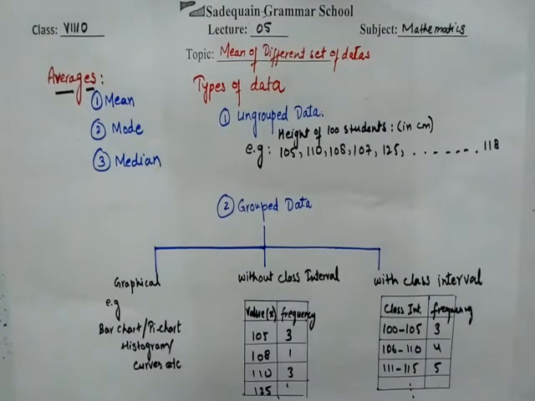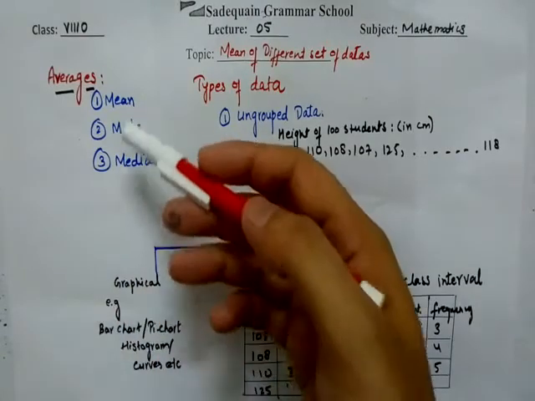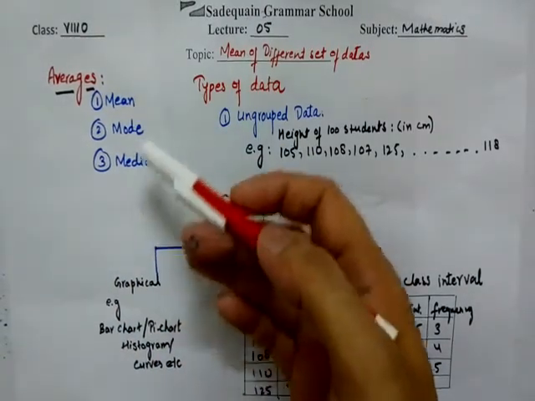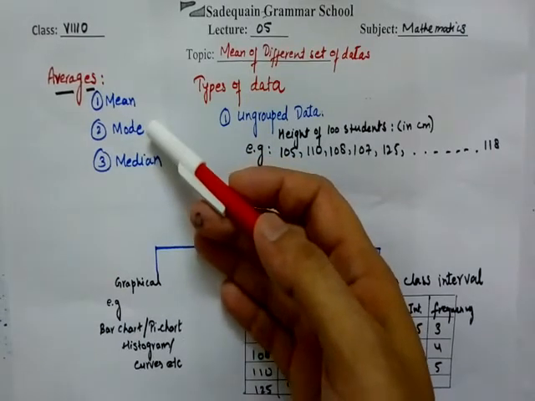Averages tell us the central tendency of the data, where the data lies the most. And averages are of three types: mean, mode, and median. Up till now, we have partially studied mean. After that, we will cover mode and median, inshallah.